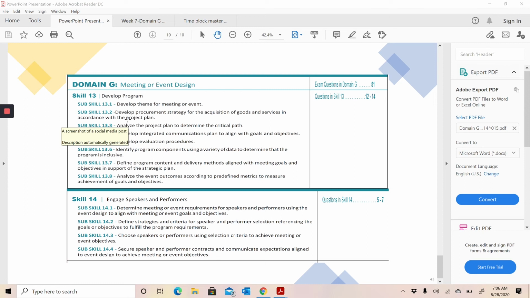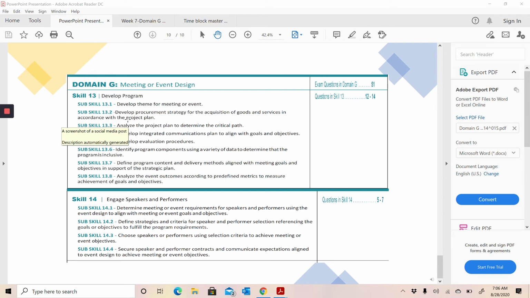Develop evaluation procedures. I don't remember exactly where that was in Domain B. I think that's talking about the planning stages, and then evaluating the meetings and getting the evaluations. Maybe it was the difference between evaluations and audits. And then identify program components using a variety of data to determine the program is inclusive. So that's finally back to actual meeting and event design.